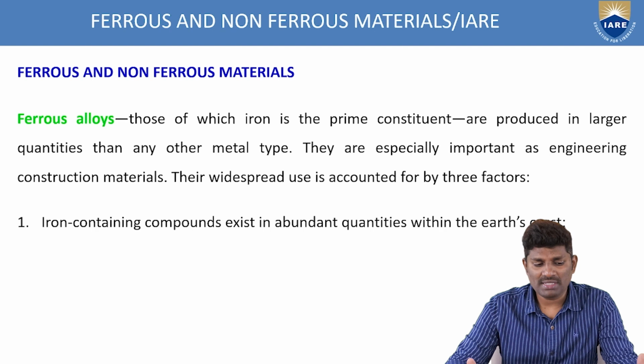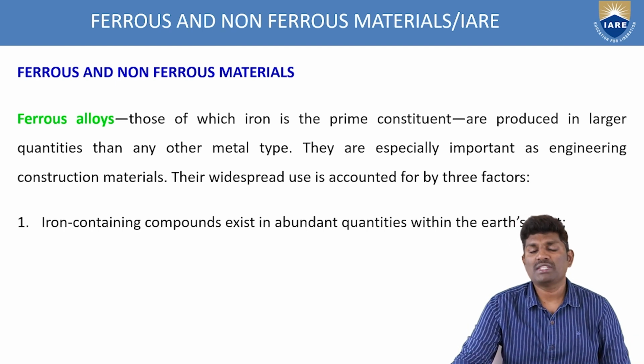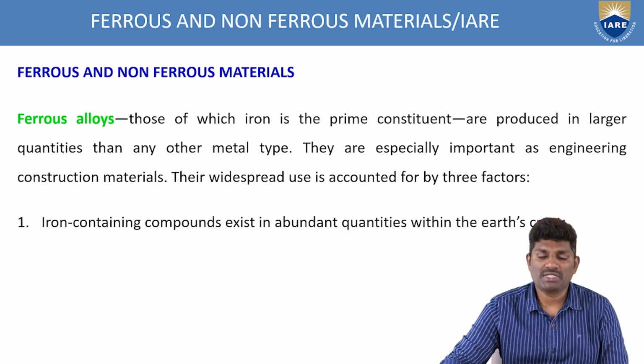What are the ferrous alloys here? Those in which iron is the prime constituent. They are produced in larger quantities than any other type of metal. Why? Because they have a large number of applications. In daily usage, we use ferrous alloys far more than non-ferrous alloys. They are produced on a very large scale, and they are especially important as engineering construction materials. That's why there is a large amount of production in this area.